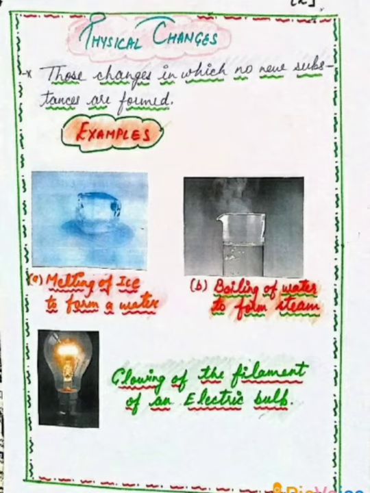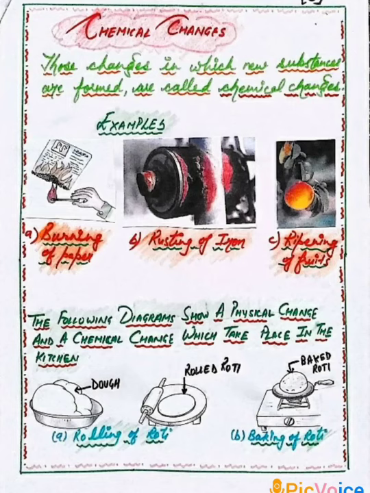Students, note that the physical changes are temporary changes which can be reversed easily to form the original substance. For example, the melting of ice to form water is a temporary change. We can reverse this physical change easily by cooling water to form the original substance, that is ice. Some more examples of physical changes are sublimation of a solid, making of soda water by dissolving carbon dioxide in water, rotation of a fan, tearing of paper.